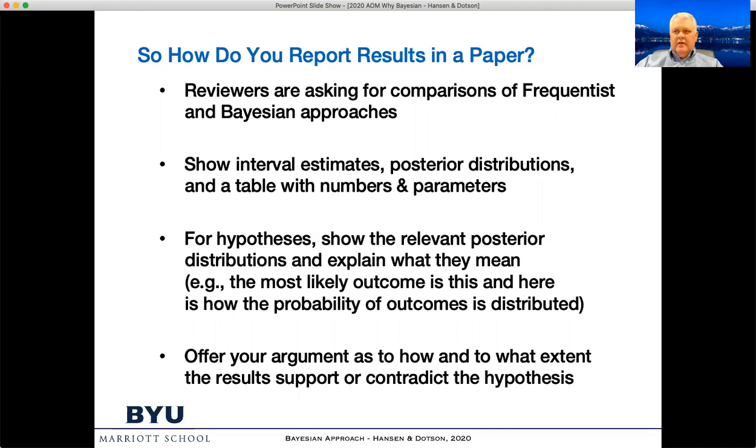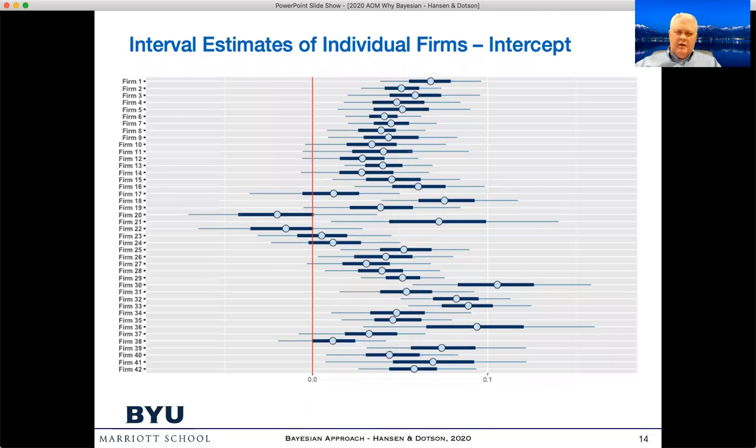And if you're using Bayesian for hypothesis testing, then of course you would want to show the posterior distributions that help to explain the test of that hypothesis. And again, you're explaining to the reader, this is the most likely outcome, and this is how the probability of that outcome is distributed. And then, of course, you offer your arguments as to how and to what extent these results support your hypothesis or fail to support a hypothesis.